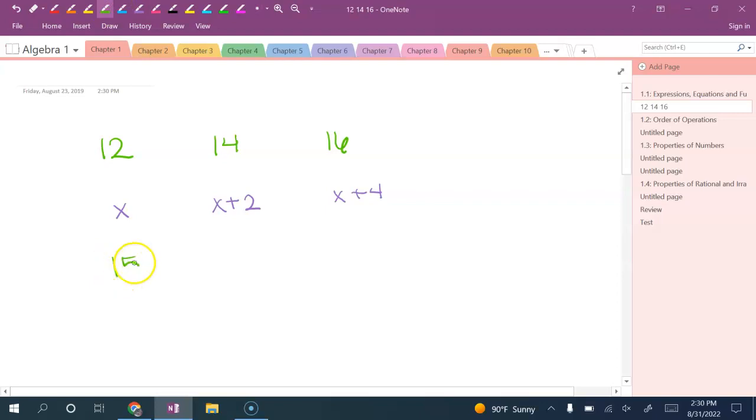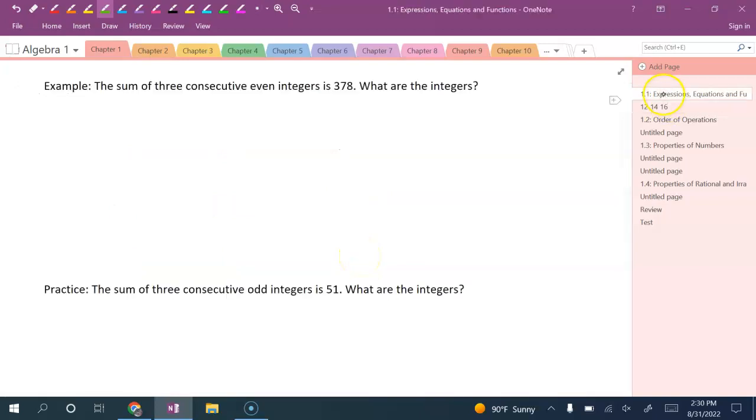If I had 15, 17, and 19 instead, 15 plus 2 is 17. 15 plus that 4 is 19. So it still works for those odd numbers as well. So coming back here to my example, that's what I need to write out. X, the x plus 2, and the x plus 4. Now I'm going to be adding these all together because it says that I'm doing the sum of that. And it's telling me that this is equal to 378.